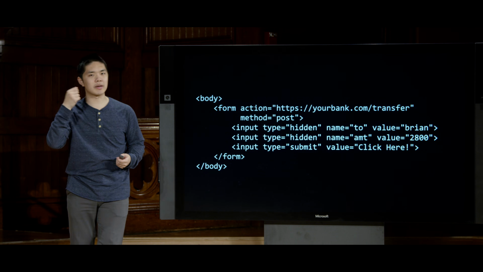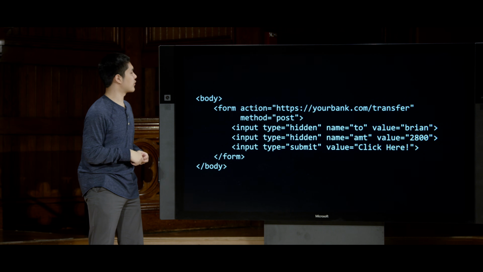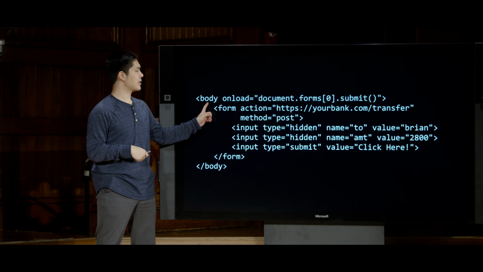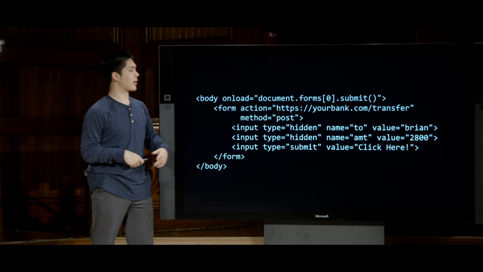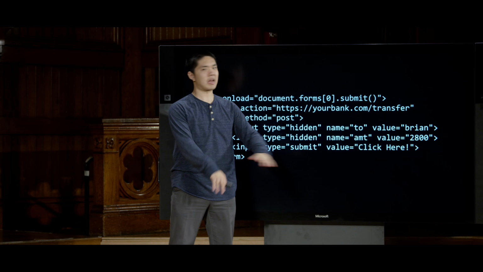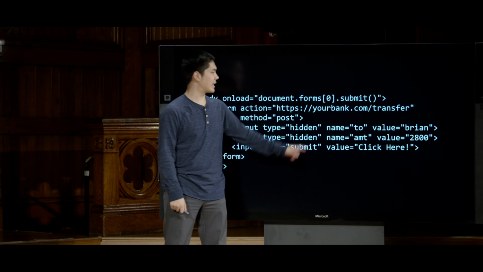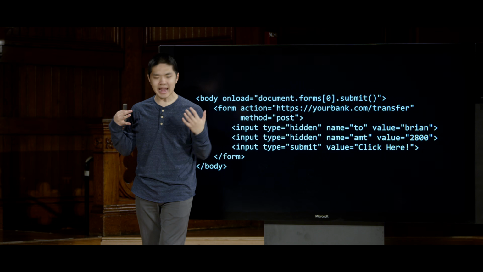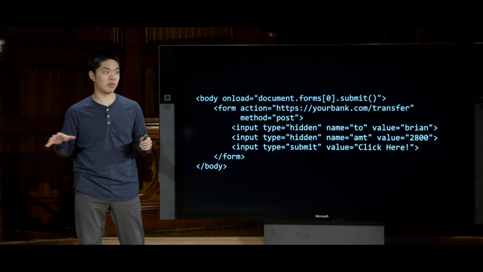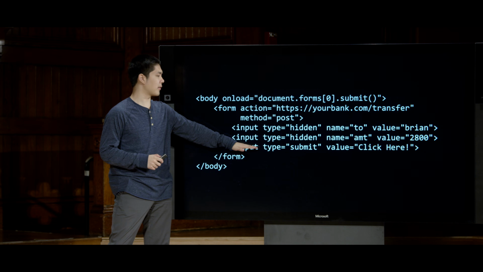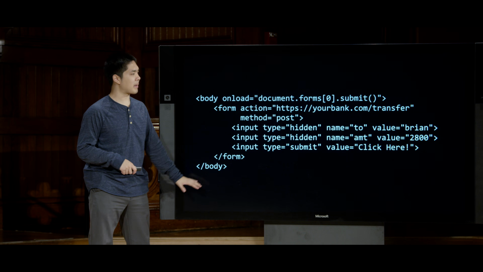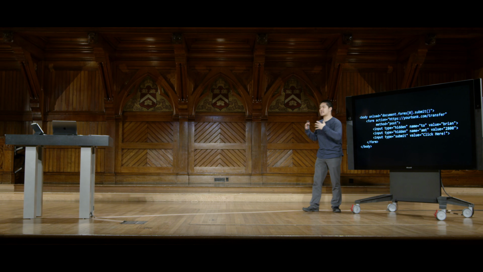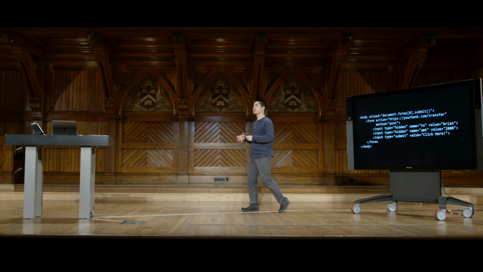We can just add a little bit of JavaScript. You might imagine that an adversary could do something like this. Add an onload attribute to the body that says when the body of the page is done loading, go to document.forms, meaning all of the forms for this web page, get the first one, and submit it. Even without the user doing anything, even without the user clicking on the click here button, as soon as this page is loaded, this form is going to be submitting a POST request to the bank and attempting to transfer funds from one user to another user.